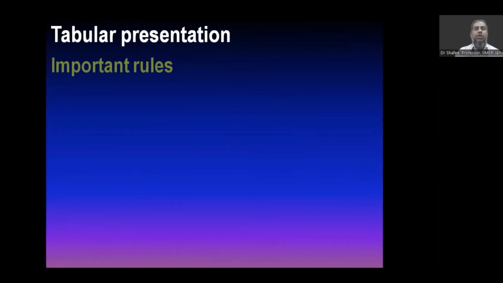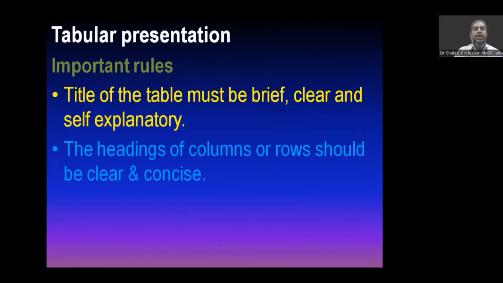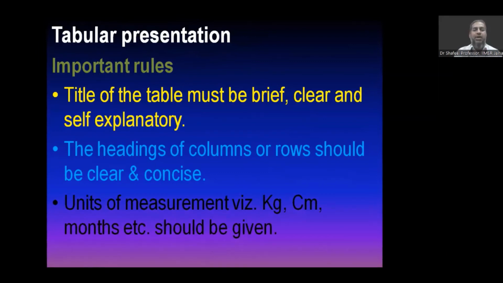So what are the important rules we should follow when we prepare the table? Number 1 is the title of the table must be brief, clear and self-explanatory. You need to decide about a title, and also you should give the number of the table. The headings of columns or rows should be clear and concise, because the table will have rows and columns. So each column and each row should be given a heading.